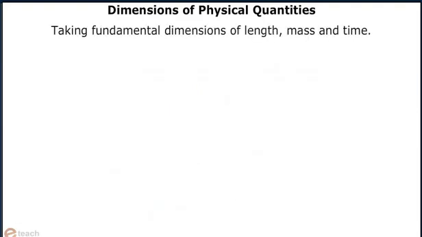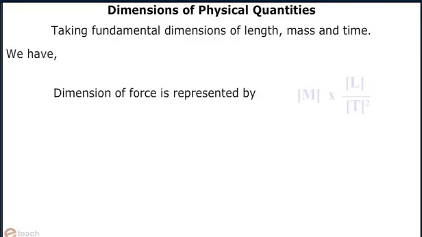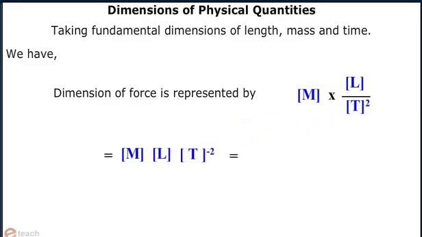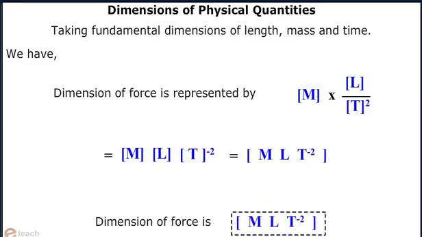Taking fundamental dimensions of length, mass and time, we have dimension of force represented by M into L by T square, which is equal to M into L into T raised to the power minus 2. Therefore, dimension of force is [M L T^-2].